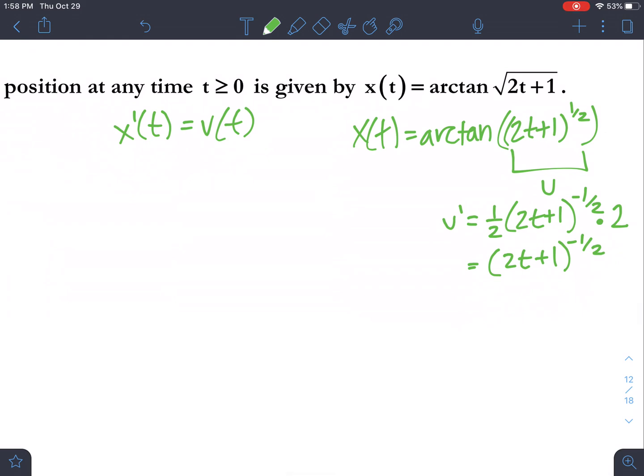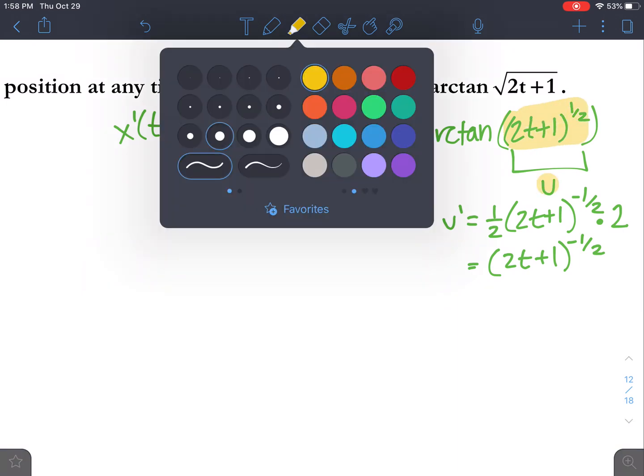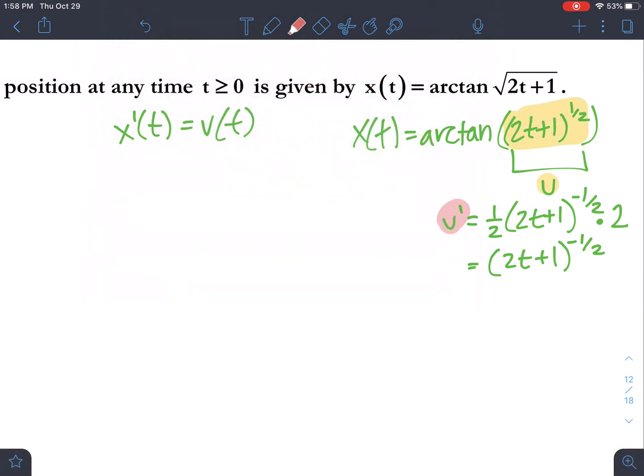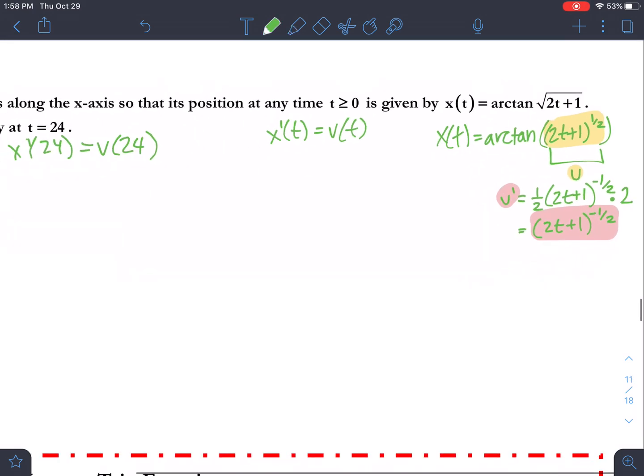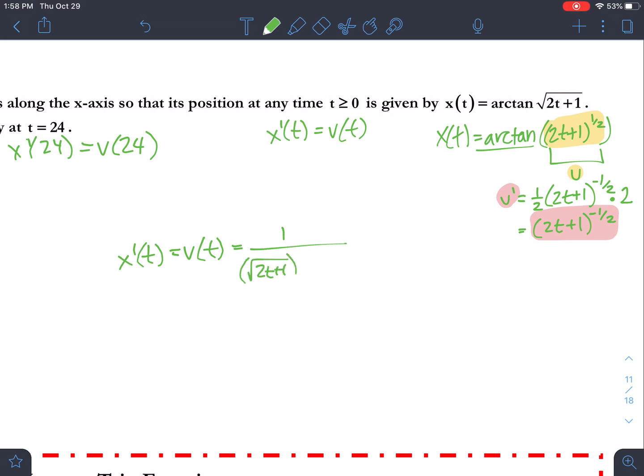All right, so u is right here. I'm going to pick a different color. In yellow here, that's u. And then u prime is right here, using chain rule there to simplify. So let's find derivative of arctangent, which is 1 over u squared plus 1 times the derivative of u. So x prime of t, which is the velocity, is 1 over u squared plus 1 times the derivative of u, that's right here.